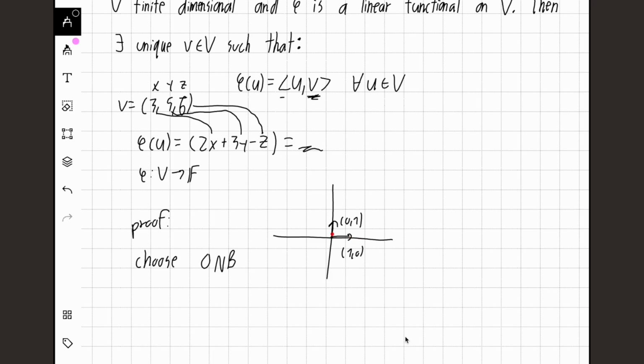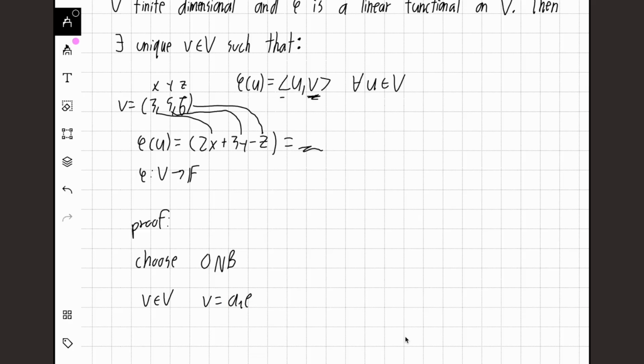Then R cubed, we'd have (0, 0, 1), (0, 1, 0), (1, 0, 0). So that's what an orthonormal basis is. And now let's say we have a vector v from a vector space, and of course we can express v in terms of its basis.